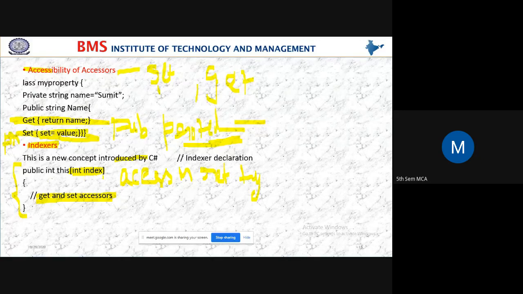The indexer is a new feature, a new concept introduced by C#. Indexers allow you to use a class as an array, and enable an object to access the members of a class using an index notation. We'll see the program, then you will get a clear idea.